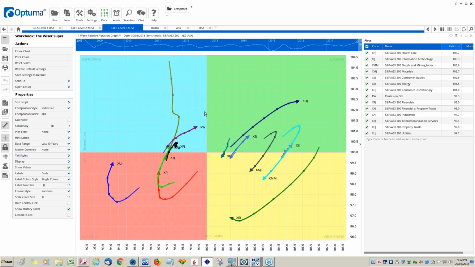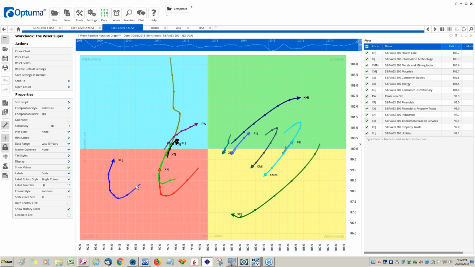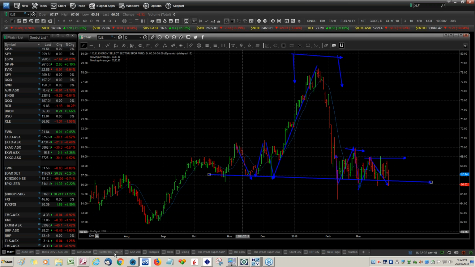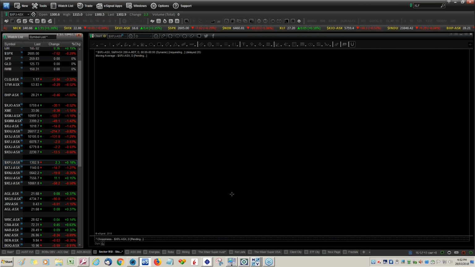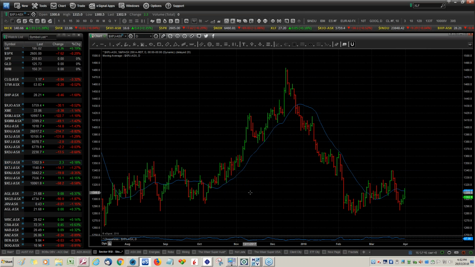Coming across to the Australian market, what's the weakest sector in the Australian market? I'm going to again ignore utilities. It would be property trusts and telecommunications. They would be the two weakest sectors. Let's finish by just having a look at a chart of those two general sectors. And first of all, look at property trusts. Now, they look pretty horrible.